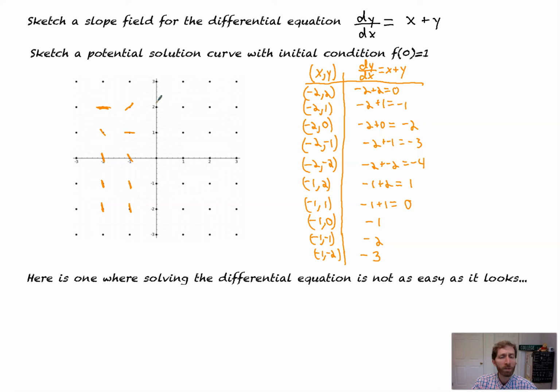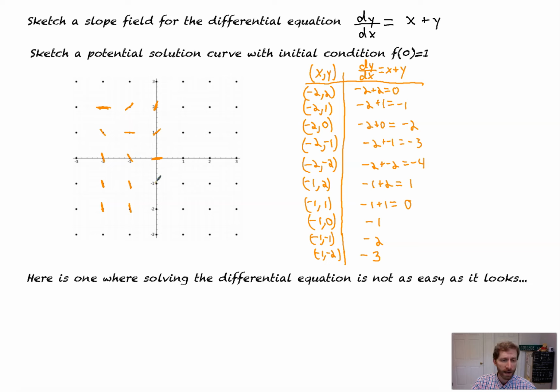So now I'm going to plug in the point 0, 2. That's 0 is the x value plus 2 is a slope of 2. So that's now +2, something like that. And then we're going to go to 0, 1. 0 plus 1 is +1. All right, there we have it. And then go to the point 0, 0. 0 plus 0 is a slope of 0. Look at that diagonal being formed right there. Looks like we've got diagonals forming everywhere here. Interesting. Then we've got the point 0, -1.